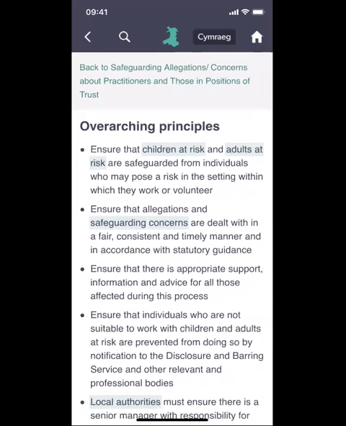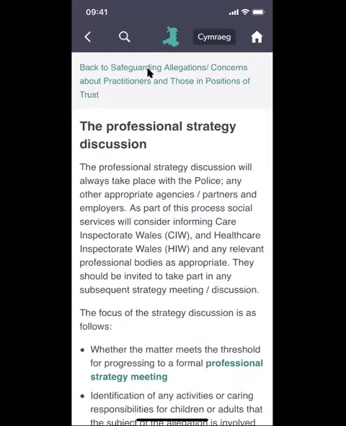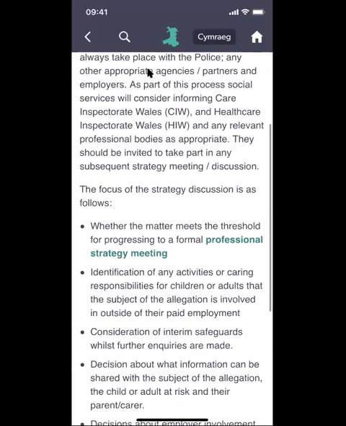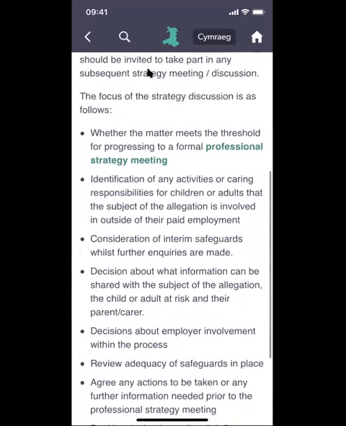To go back to the previous page, we either click the back arrow at the top of the page, or we can click on the small narrative at the top of the page. Within this section, we see the information about the professional strategy discussion, its purpose, who needs to be involved, and what it will focus on.